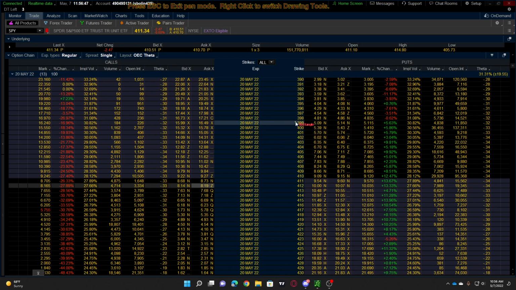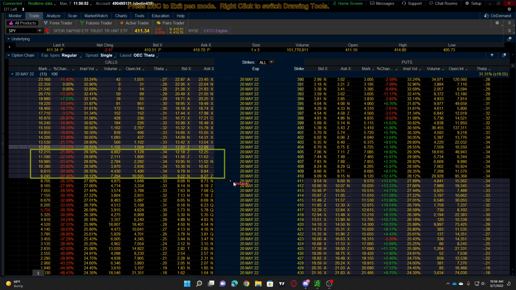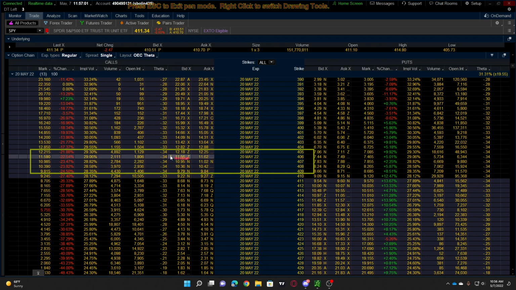If we get the rectangle back out, we want to find the highest value, and we're going to mark that out. So that's the highest value of theta right there. From 405 to 409, it's 34 theta. And then on each side, it went to 33. And then on each side, it went to 32. And then it went to 31, and then 30, and then 29, 28, right? That's that representation. The farther away we get from the money, the smaller the theta value.